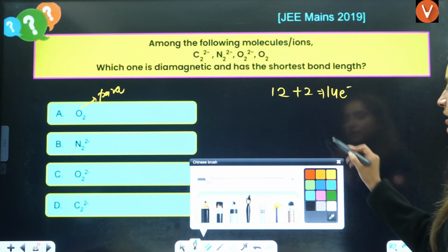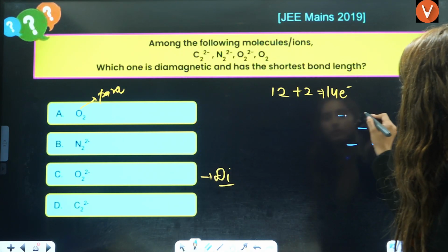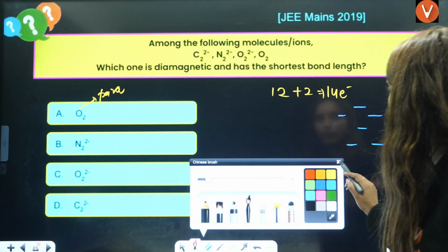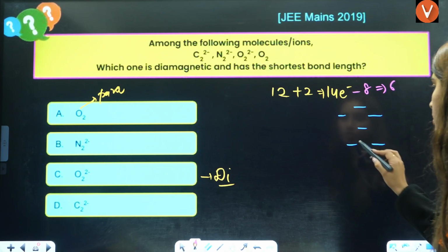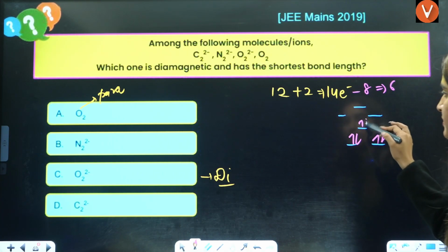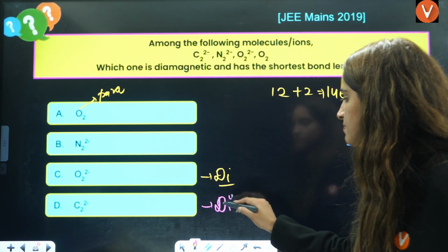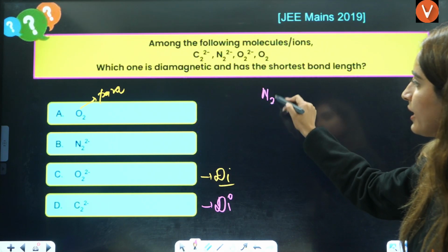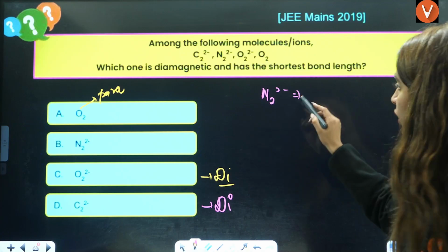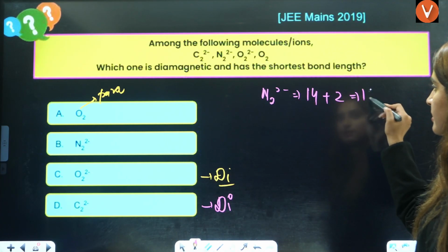So originally C2 has 12 electrons, so it will be 2 1 2 1 2 1 2 1. The electrons that you are going to fill are 14 minus 8, KK shell you have to subtract, so 6 electrons: 1 2 3 4 5 6, right? So it will be diamagnetic as well. Talking about N2 2 negative here, N2 is what? 14 electrons, right? 14 plus 2 electrons, that is 16.